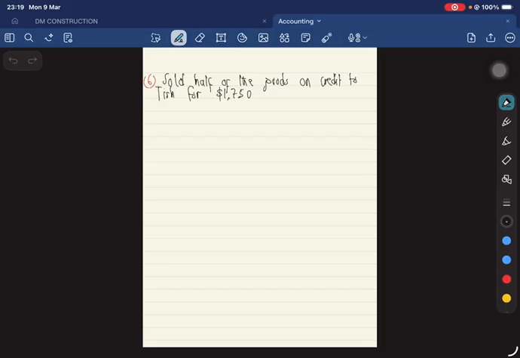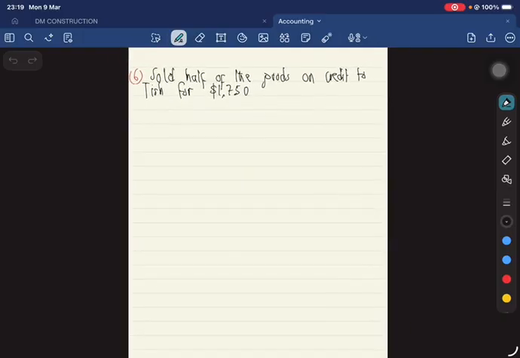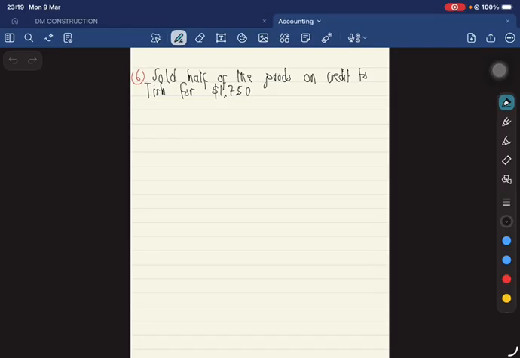It says sold half of the goods on credit to Tish for $1,750. So the business sold half of the goods on credit to Tish. So let's now identify the accounts involved. So it says sold, Tish. So sold means sales. So the sales.